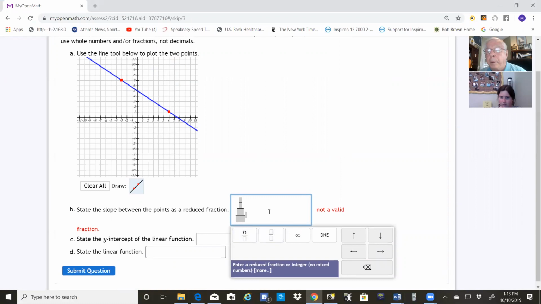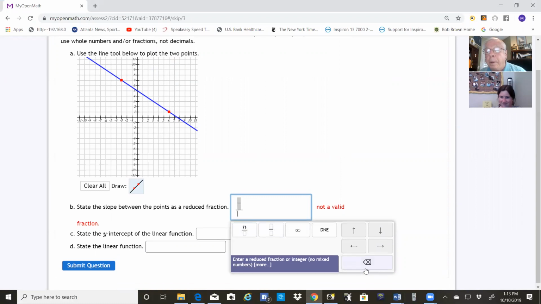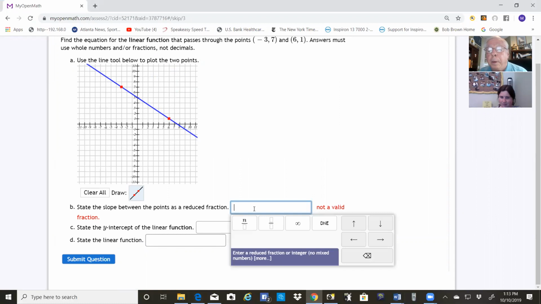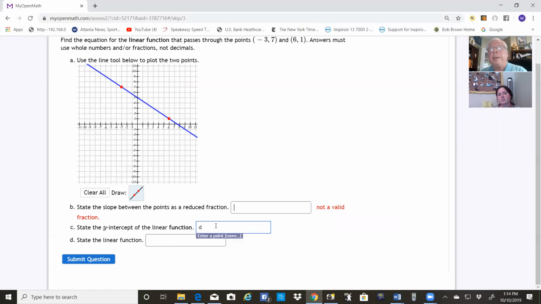Oh, come on. Minus, come on. Now it won't let me type anything in.